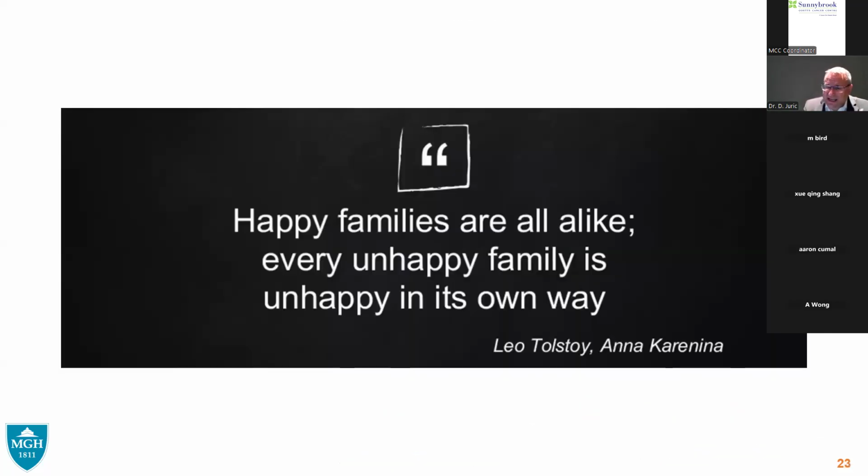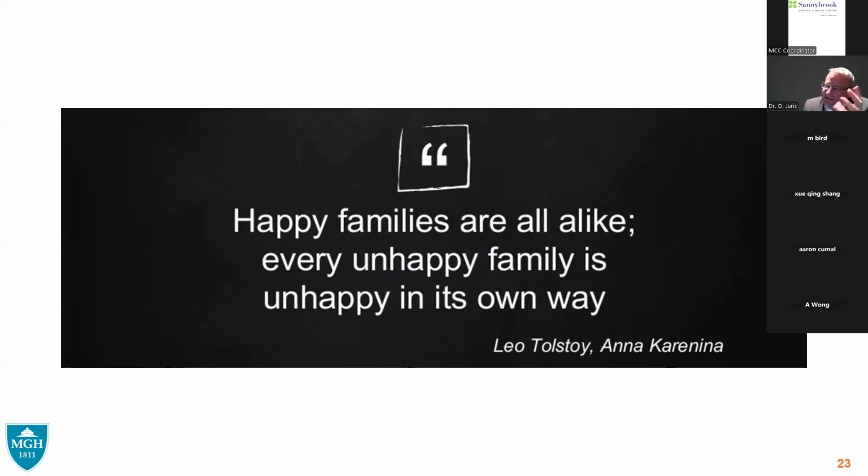So as you can see, and I love to quote Leo Tolstoy here, one of the books that, as a high school student, I had to read from cover to cover, and the quote goes something like this. It says, "Happy families are all alike. Every unhappy family is unhappy in its own way."